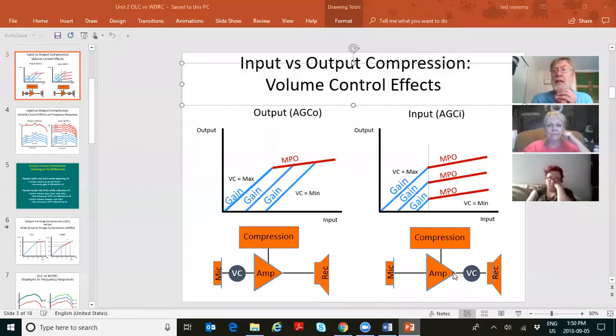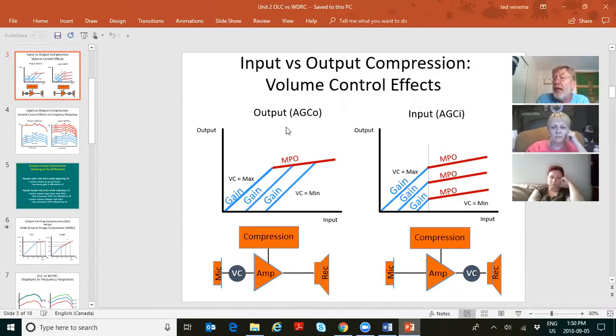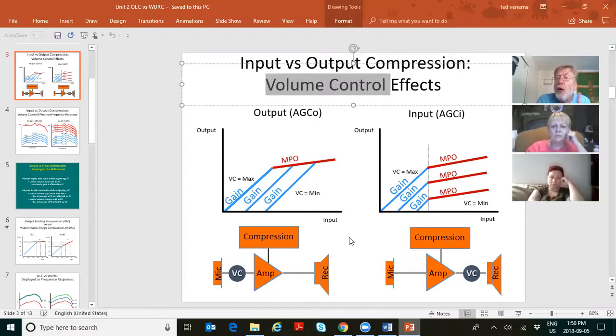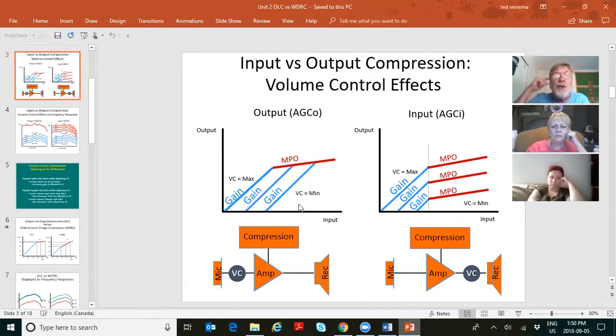All right, here we go. So it used to be that analog hearing aids were either input or output compression, as well as WDRC and OLC. But I'm not going to ask you. What I want you to do is look at the graph and make it your business to read the graph. Watch this. Output compression was called AGCO, and it all dealt with what happened with the volume control. With output compression, when you adjusted the volume control, you changed the gain, but you didn't change the MPO.